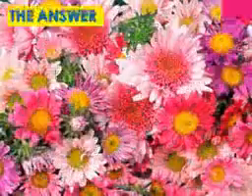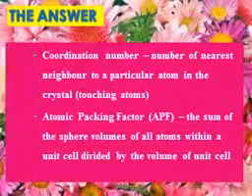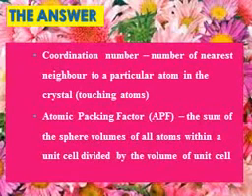Question number 1. What is the meaning of atomic packing factor, APF, in crystal structure? The answer: coordination number is the number of nearest neighbors to a particular atom in the crystal, touching atoms. Atomic packing factor, APF, is the sum of the spheres' volume of all atoms within a unit cell divided by the volume of the unit cell.